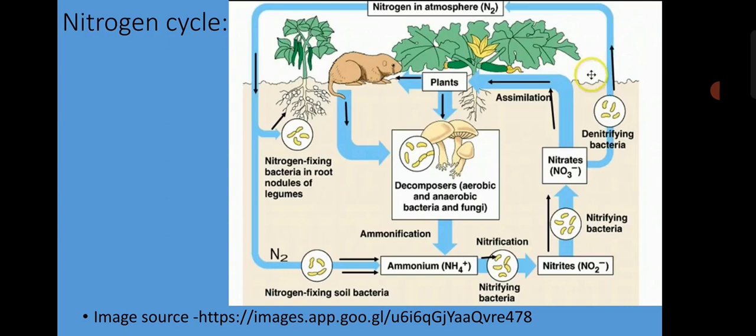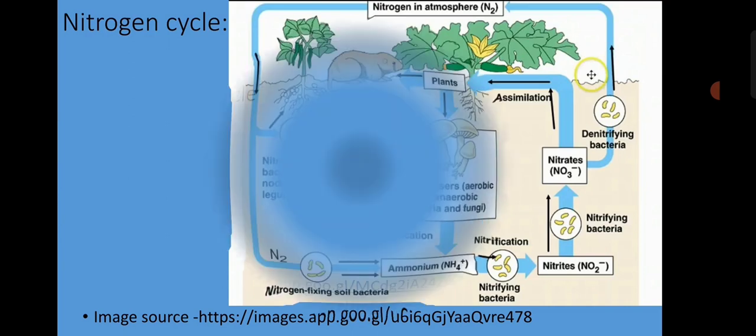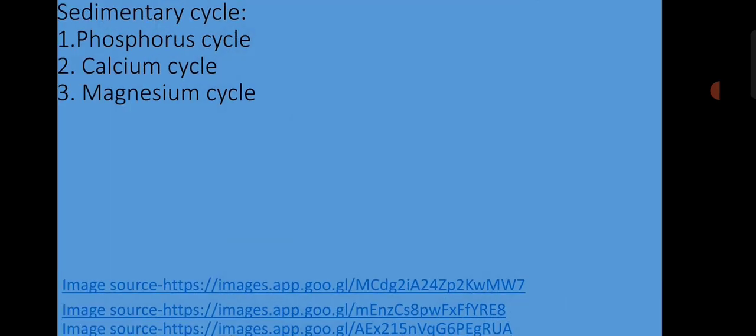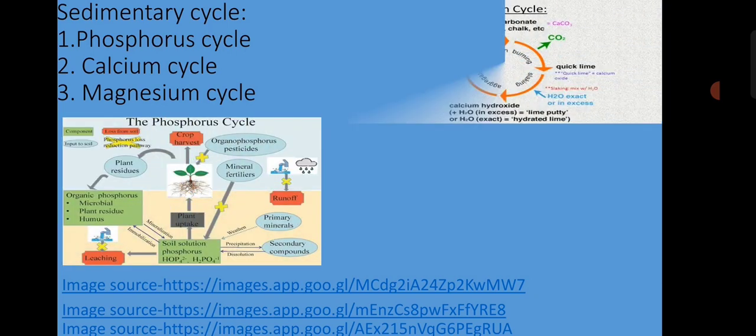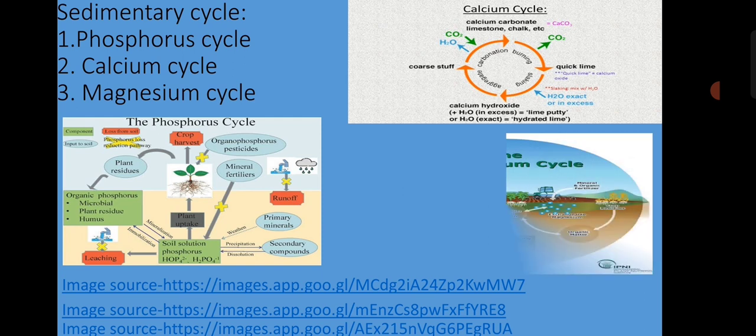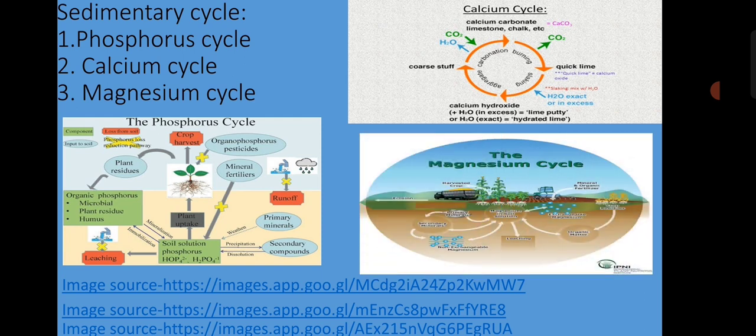Now coming to the next one, that is sedimentary cycle. So the sedimentary cycle is the mechanism by which phosphorus, calcium and magnesium are circulated. So the elements are engaged in the sedimentary cycle through the biological transfer through the excreta of marine birds, erosion, sedimentation, mountain formation or volcanic activity.